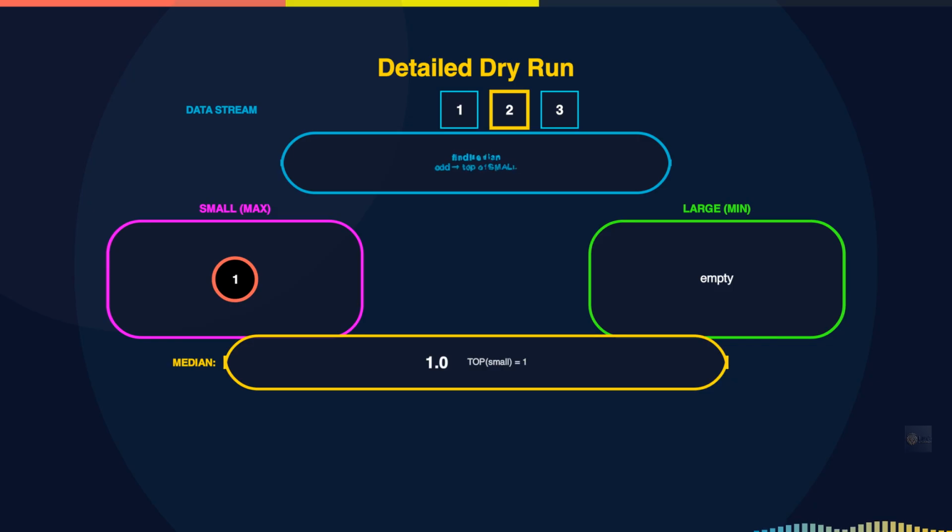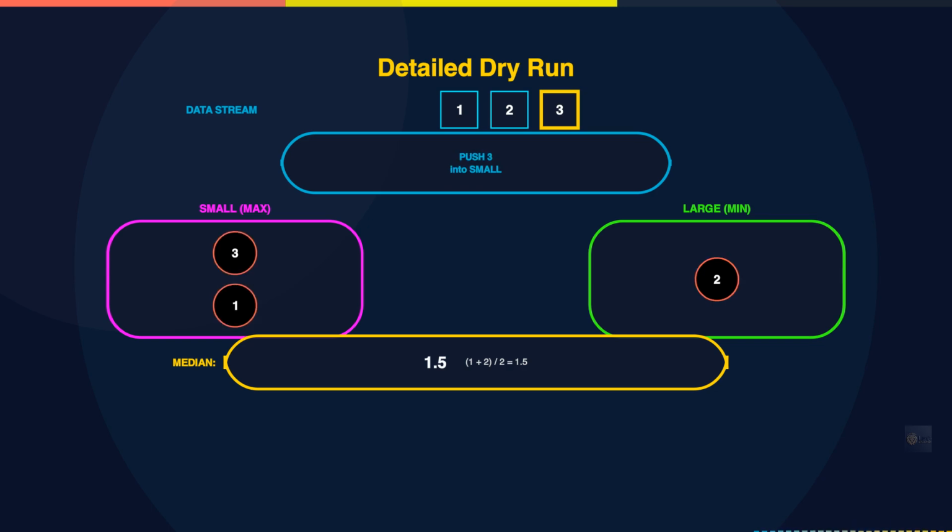Next, we add 2. We push it to the Max-Heap, then move the largest element, which is 2, over to the Min-Heap. Now both heaps have one element. The median is the average of the tops, 1 and 2, giving us 1.5. Finally, we add 3. We push it to the Max-Heap, then move the top, 3, to the Min-Heap. Now the Min-Heap has two elements, so we move its smallest, 2, back to the Max-Heap. The Max-Heap is now larger, so its top, 2, is our median.